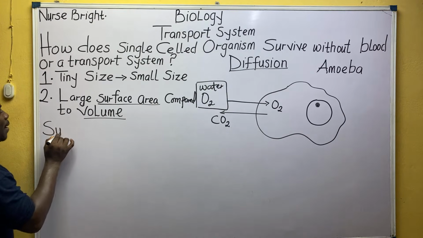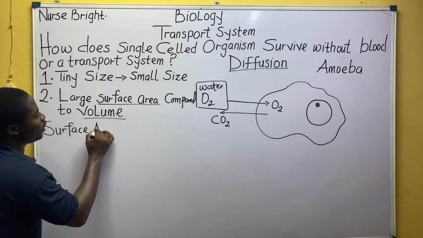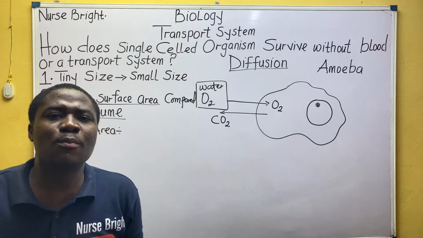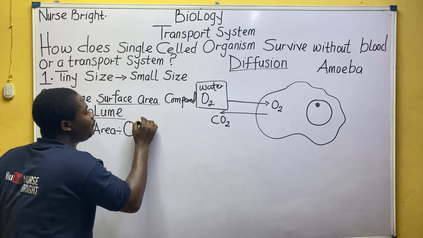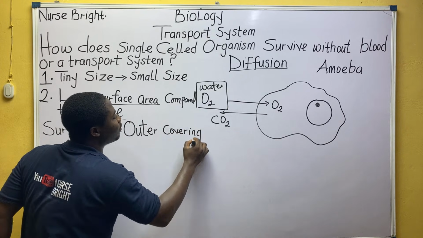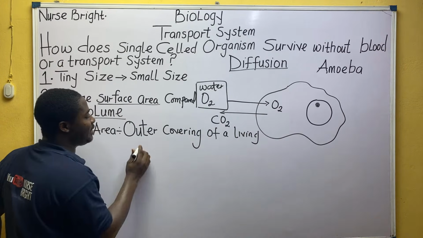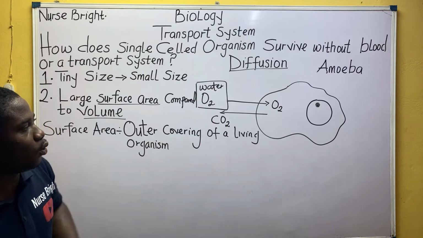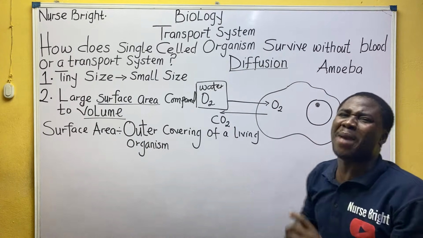What is surface area by definition, relating it to a living organism? Everybody pay attention. Surface area is simply the outer covering of that living organism. I repeat, surface area is the outer covering of a living organism. Everything that is the outside. So the surface area is like the membrane.